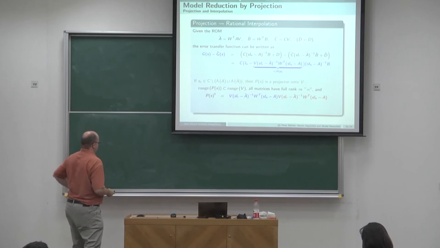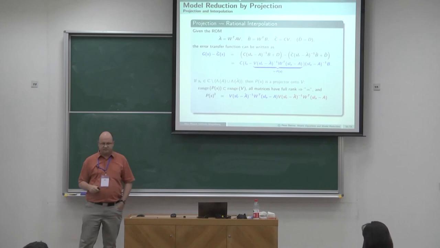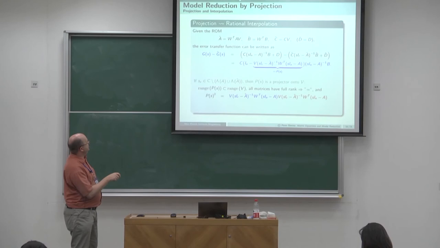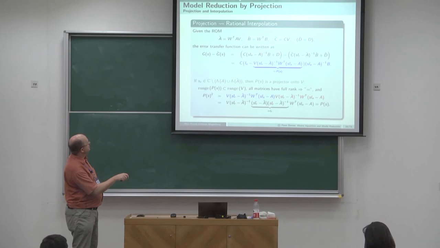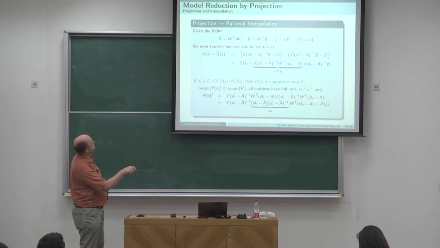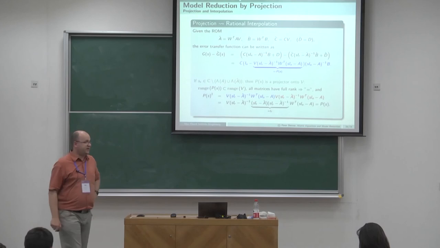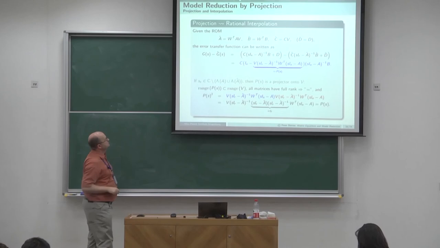The projector property is proven by showing that P squared is equal to P. So we just write it down. There's the first copy of P. That's the second copy of P. What happens is that you can pull in the W transpose V here. W transpose times V is the identity. So you get from this identity I_N to the small identity I_R. And W transpose A times V is A hat. So you get this expression. That cancels with this expression. So this is going out. And then you're left with P of S. OK, so that proves P of S is a projector onto the range of V.